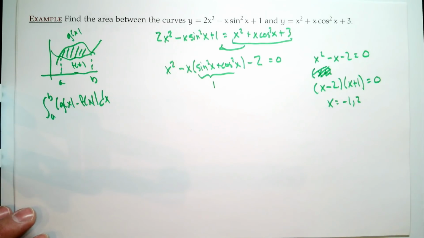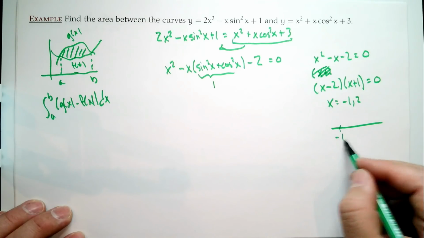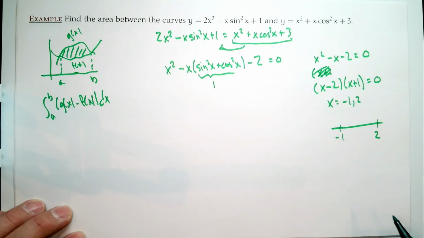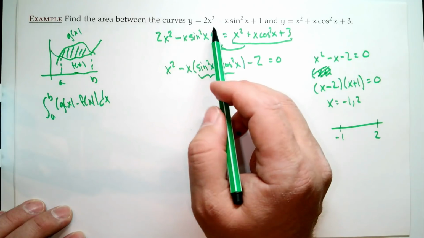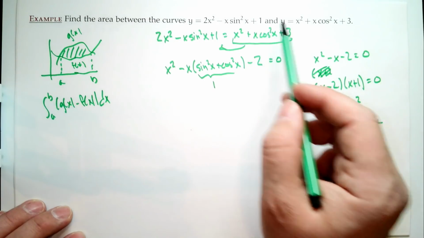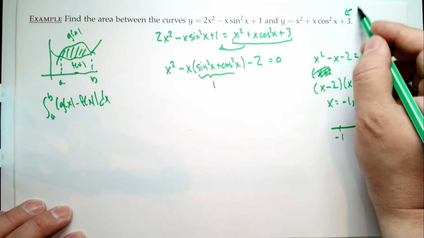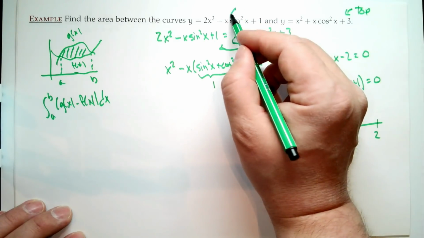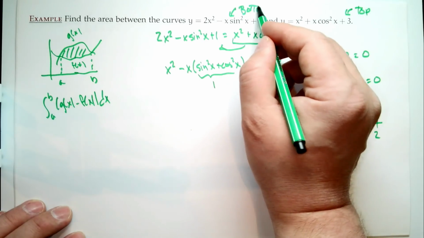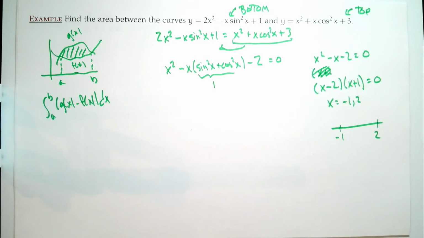Now, there's still one question to ask, which is which curve's on top? And the way to figure that out is to say, okay, we'll just pick a point somewhere in the middle. So what's somewhere between negative 1 and 2? Anyone have a favorite number between negative 1 and 2? Yeah, 0 is a great choice. Plug in 0 here, you get 1. Plug in 0 here, you get 3. So that means that this second curve is the top curve, and this first curve is the bottom curve, because it's smaller at 0.